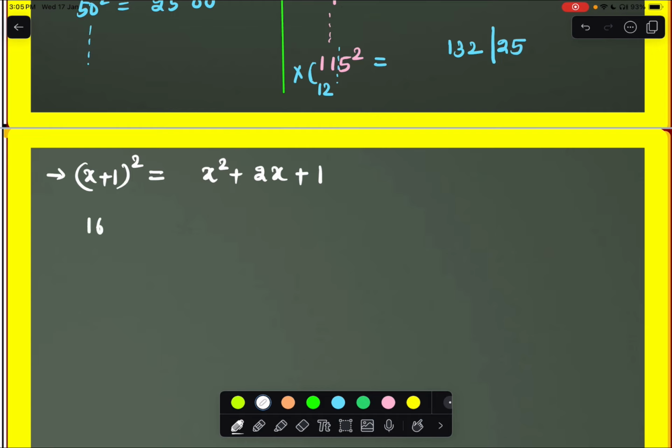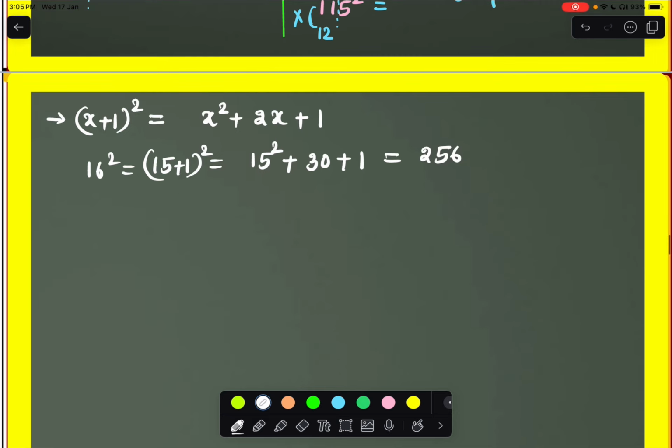Now I want the 16 square value. How to write this one? 16 is nothing but 15 plus 1. I can write (15 plus 1) whole square. We know the 15 square value comfortably. We can write 15 square, and next 2 into 15 into 1 gives 30, plus 1 square equals 1. 15 square is 225, 225 plus 30 gives 255, 255 plus 1 is 256. In this way we can find all the numbers in the plus 1 format very easily.